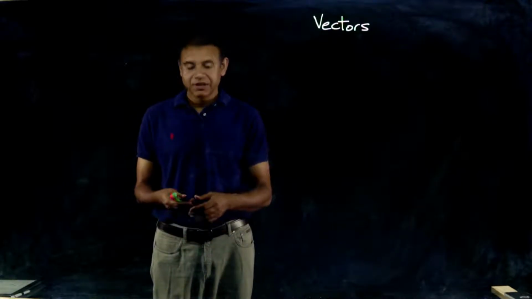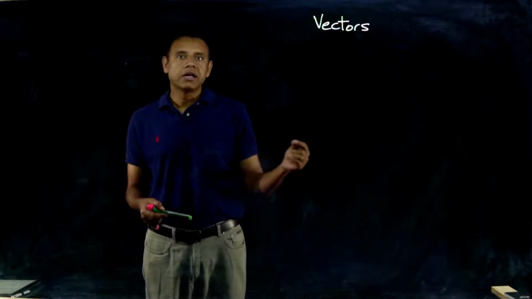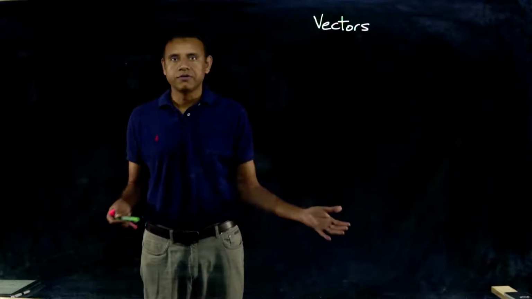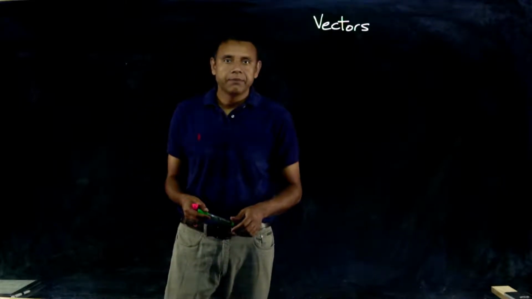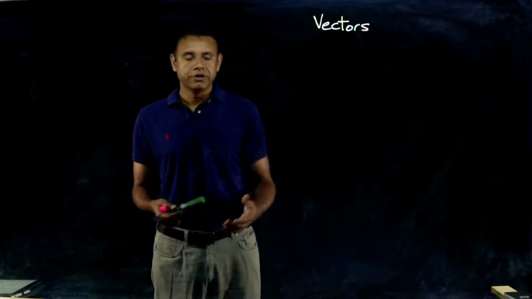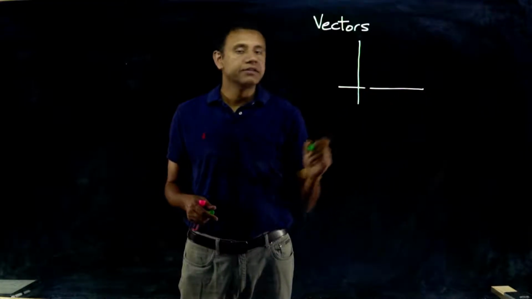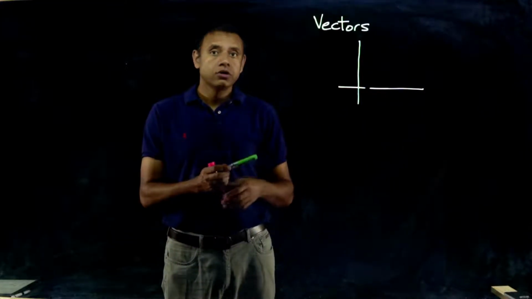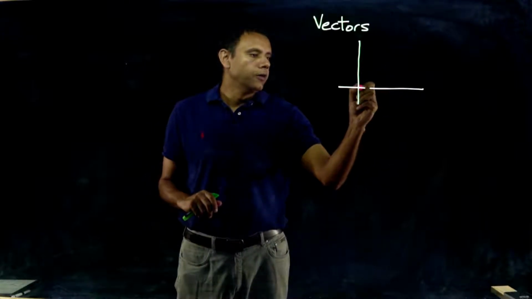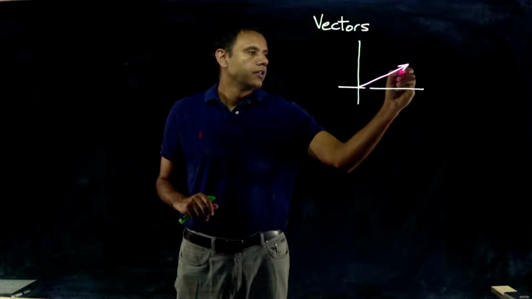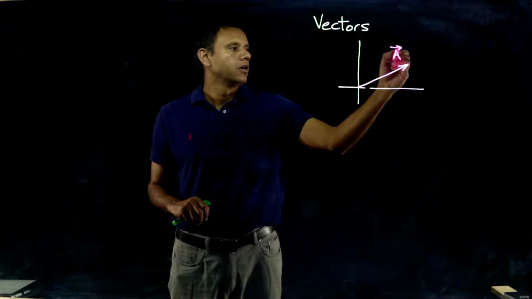Hello, welcome. Let me explain how to calculate the vectors from its components and how to calculate the components from a given vector. Again, we learned that vectors have both magnitude and direction. So a vector would look something like this. This is the coordinate axis, and you draw a vector that has magnitude, which is the length of the arrow. Let's say this is vector A.